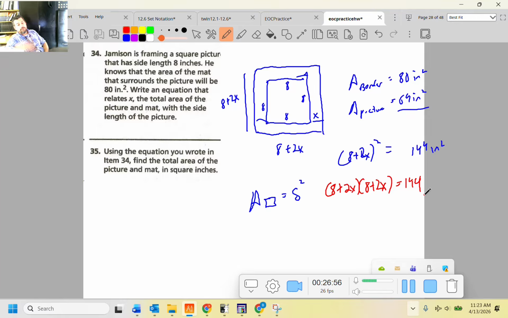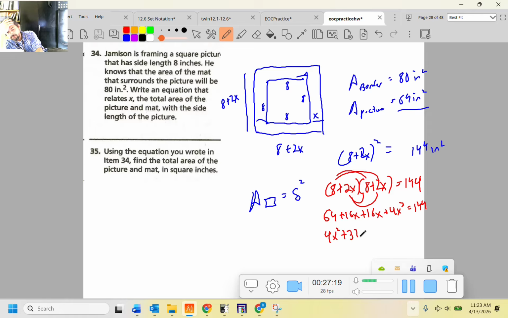Anyways, to square something, you write it twice, and then you FOIL or write a box. I don't care. 8 times 8 is 64. We're going to have plus 16x there, plus 16 more x's there, plus 4x squared there. Still equal to 144. We're going to combine like terms, put everything on the left-hand side. 4x squared plus 32x, and we got to figure out what 64 minus 144 is, and that, boys and girls, is 80. It happens to be negative because we shifted left.